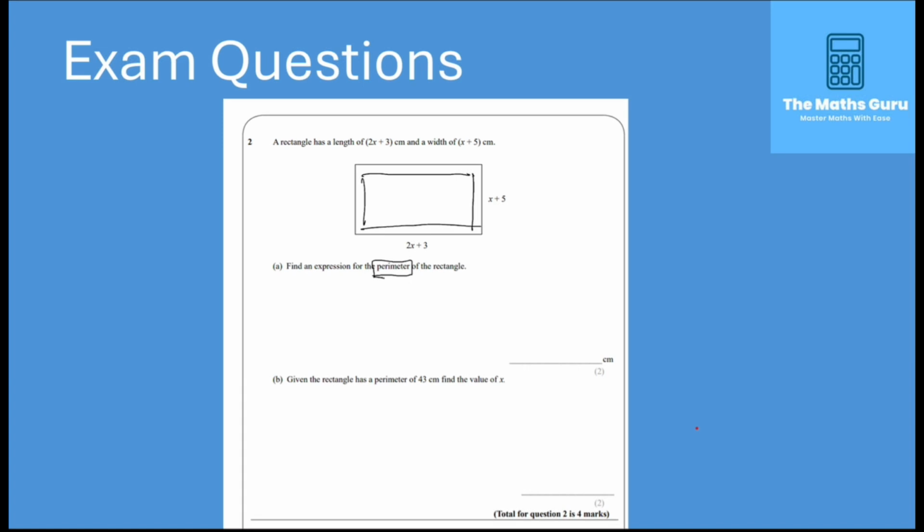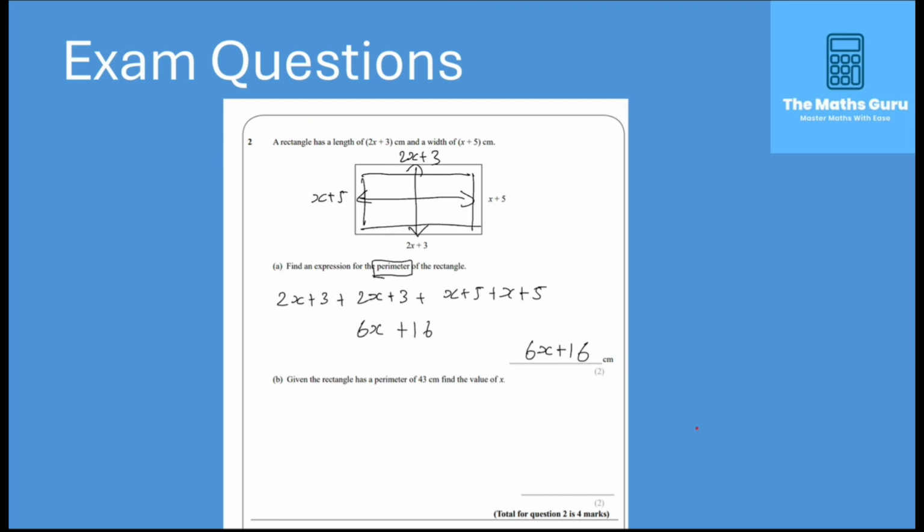And the way we do that, we know from our properties of rectangles that two parallel sides are equal. So that's 2x plus 3, and this is x plus 5 as well. So we have 2x plus 3 plus 2x plus 3 plus x plus 5 plus x plus 5. And we have 2x plus 2x plus x plus x. This gives us 6x. 3 plus 3 plus 5 plus 5 gives us plus 16. And this is an expression, a representation of the perimeter of the rectangle in terms of x.